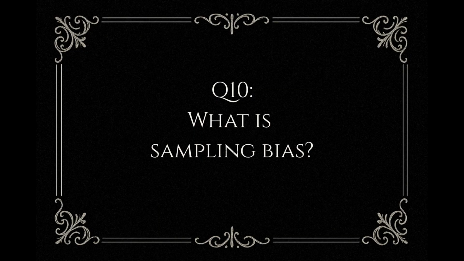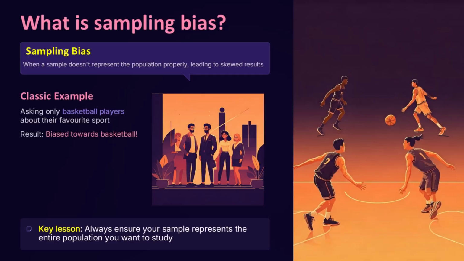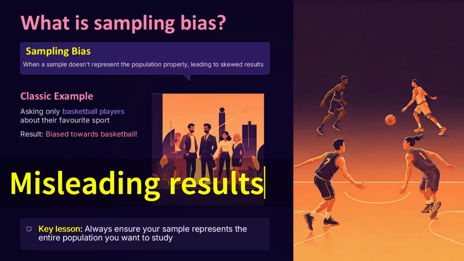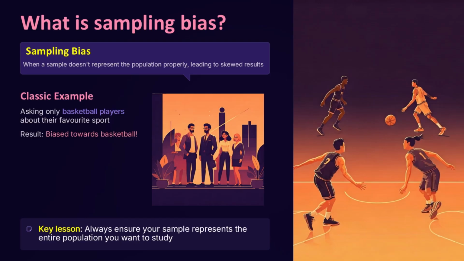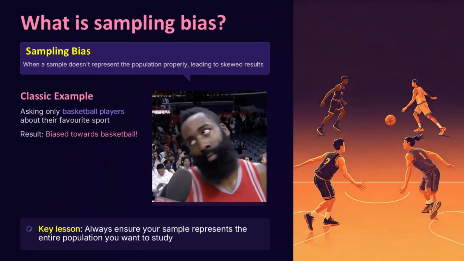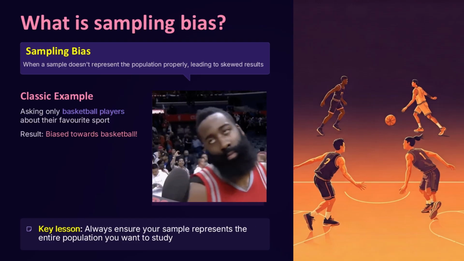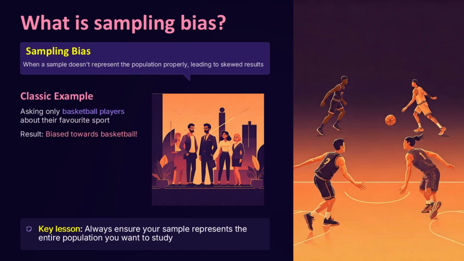What is sampling bias? Sampling bias occurs when the sample chosen for a study does not accurately represent the entire population, which can lead to misleading results. To make this idea clearer, imagine asking only basketball players about their favorite sport. Since you are only surveying a specific group that prefers basketball, the result will be biased and won't reflect the preferences of the whole population.